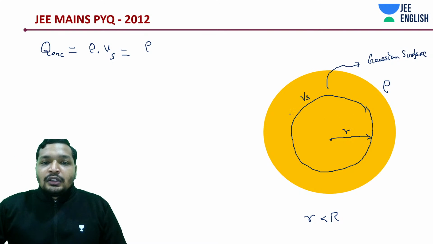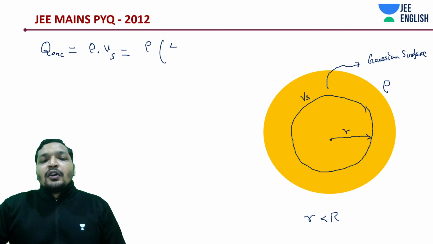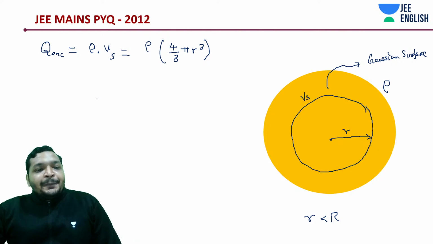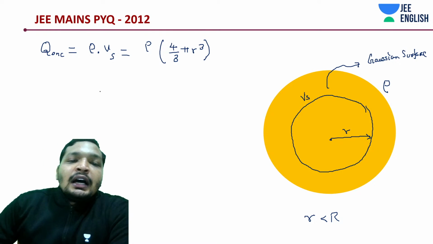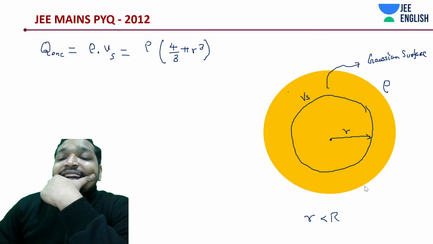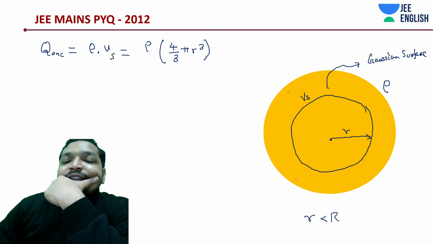Alright. So this is going to be 4 by 3 pi r cube. Isn't it easy? Alright. Now we need to assess the electric field. The electric field is all exiting in radial directions, if you can imagine this.